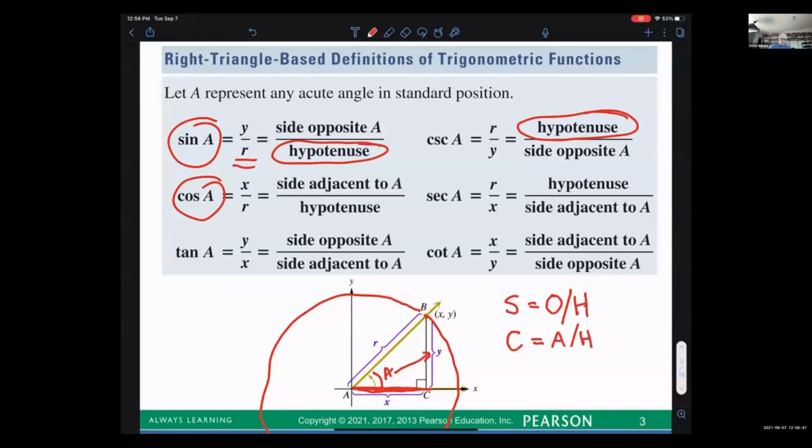And then the tangent. Well, we know that's sine over cosine, but if I make sine over cosine and they both have the h's, those cancel, you end up saying that that's the opposite side divided by the adjacent side. So opposite divided by adjacent is here. So that means that the tangent is equal to the opposite side divided by the adjacent side.